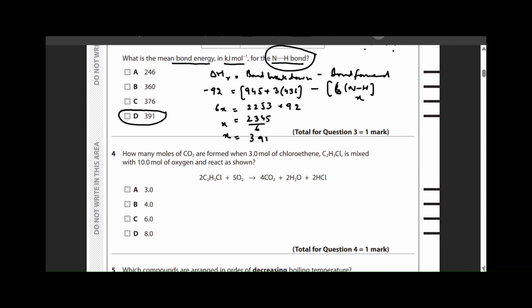How many moles of carbon dioxide are formed when 3 moles of chloroethene is mixed with 10 moles of oxygen and react as shown? Now you know that 2 moles of chloroethene react to form 4 moles of carbon dioxide. Now, 2 moles react to give 4 moles, it means 1 mole reacts to give 4 over 2. And you have how many moles of chloroethene? 3 moles of chloroethene. So it gives 6 moles of carbon dioxide. So this is the correct option.